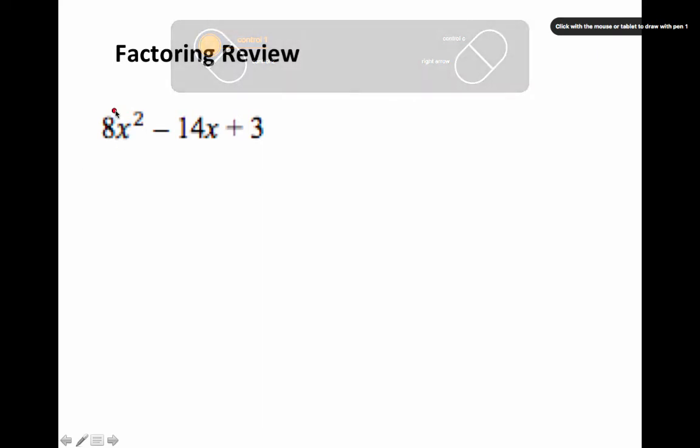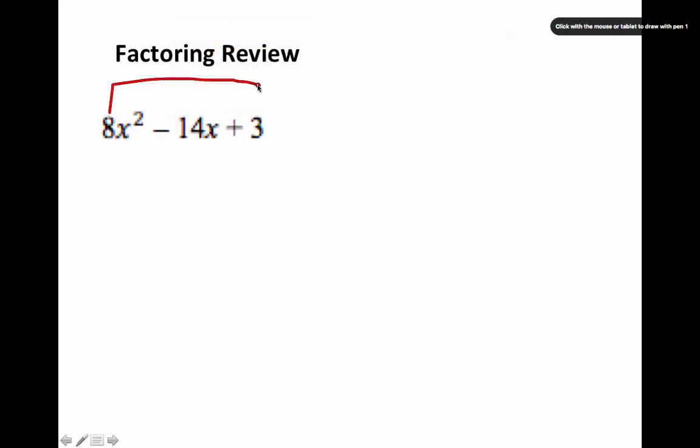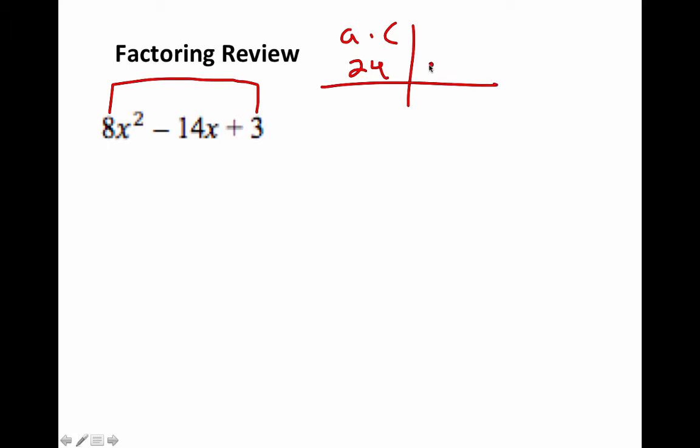Next, we got to remember that when we have a lead term not 1, there's nothing that can be taken out of everything, so we have to go off to the side and say what are the factors of a times c, or 24, that have a sum of negative 14. After we spend a little time thinking about that, we realize it's negative 12 and negative 2. Negative times a negative is a positive. What do we do with that?